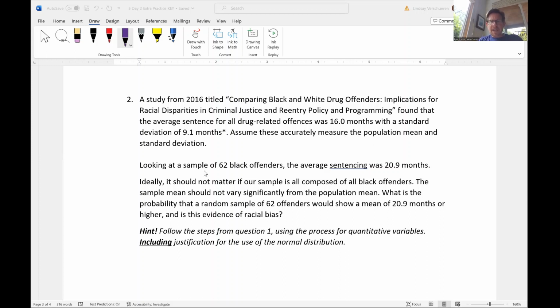So in this particular case, they separated and said, let's take a sample of the offenders who are Black, and they took a sample size of 62. Theoretically, there's no reason to think they should have a significantly different time that they were given. So there's really no reason to think that the average of that sample should be any different than 16. And actually, categorizing by race shouldn't change the sentencing time if there's no racial bias in sentencing. So let's look at what happens.